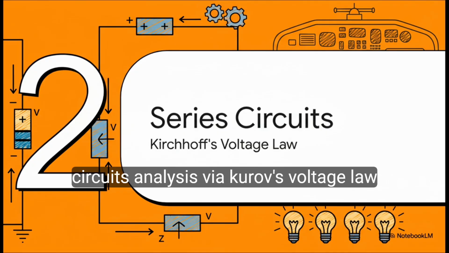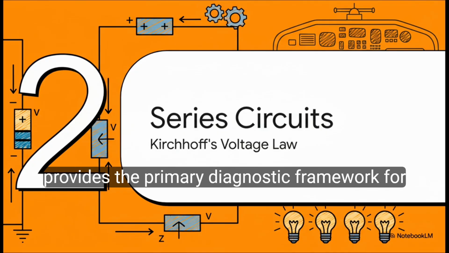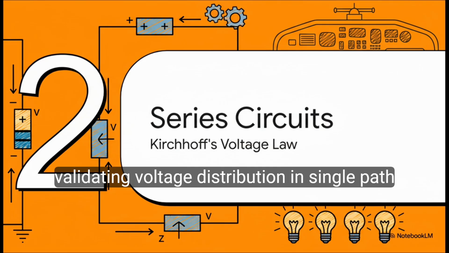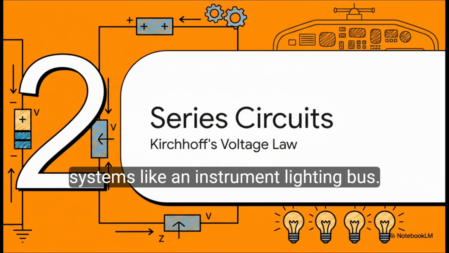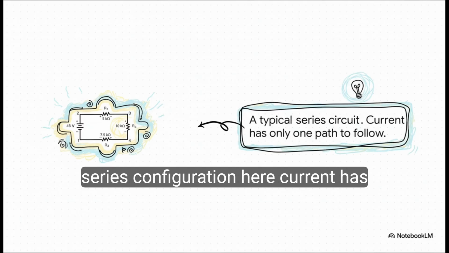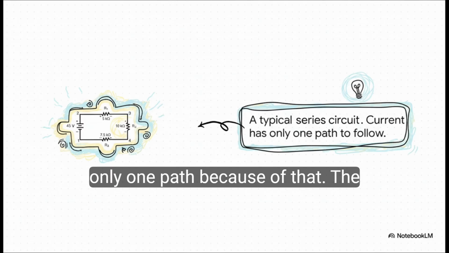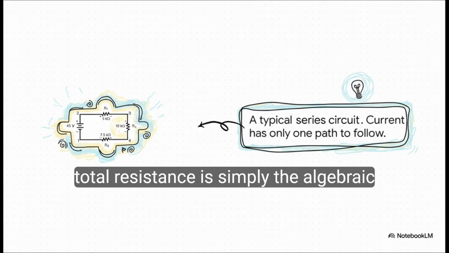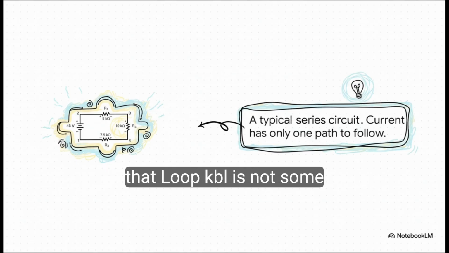Analysis via Kirchhoff's voltage law provides the primary diagnostic framework for validating voltage distribution in single-path systems, like an instrument lighting bus. Okay, this schematic shows a typical series configuration. Here, current has only one path. Because of that, the total resistance is simply the algebraic sum of all the individual resistances in that loop.